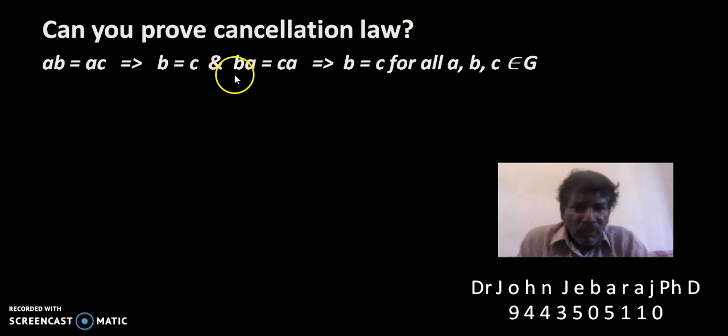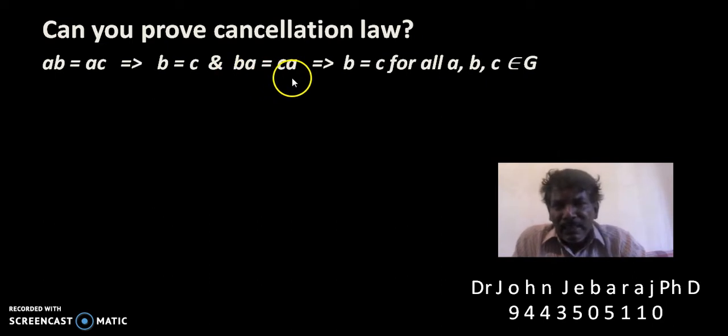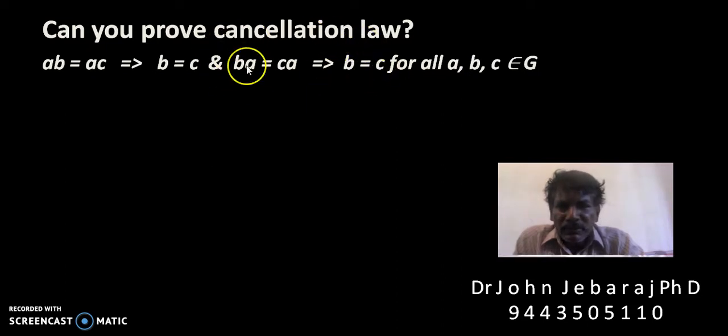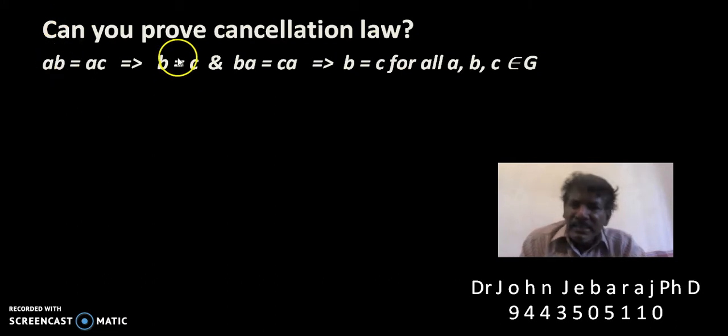And BA equals CA, we can cancel on the right hand side, and we'll get B equals C. So this is called the right hand side cancellation, and this is called the left hand side cancellation. In group theory, we have to remember all the properties of the group. That is very, very important.